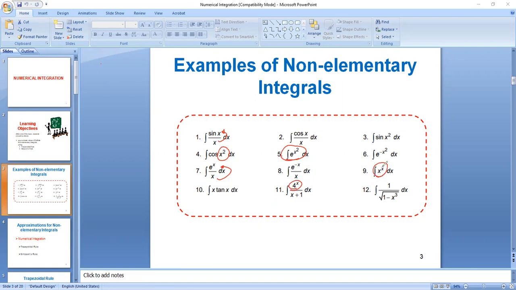Although I did not circle the others, they are still non-elementary. So no formula, no technique that was discussed previous semester will be able to determine the answer to these indefinite integrals. Definite, since they don't have the limits. But even if we provide the limits, we can still determine the answer, unless, of course, we use our calculator.